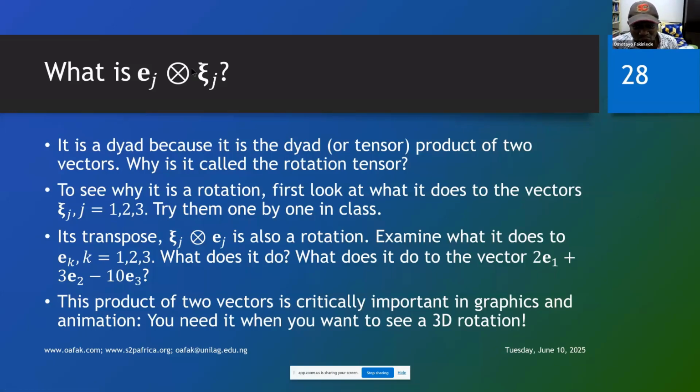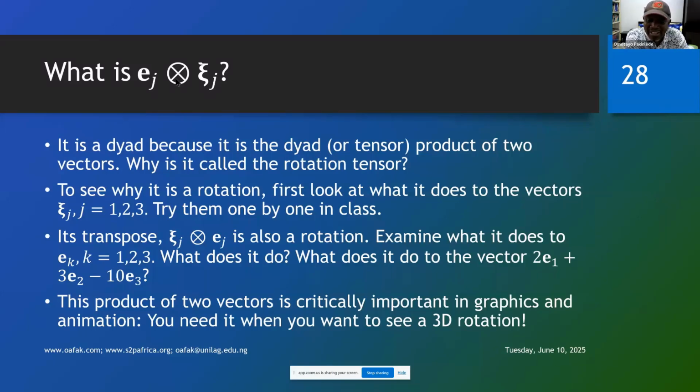Whether it is a simple vector of coordinates or any other vector, whether this dyad by itself or its transpose, they are both performing rotations. One rotates one way, the other one rotates the other way. If one rotates left, the other one will rotate right. If one rotates clockwise, the other one will rotate counterclockwise. So they are both rotation tensors or rotation dyads.